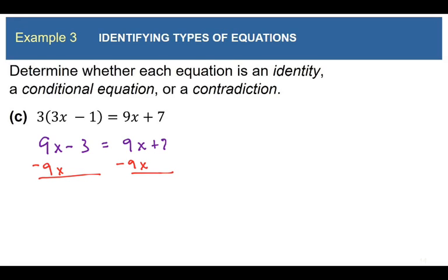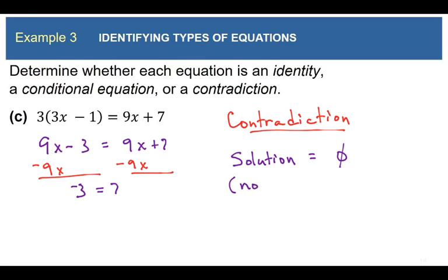So if you attempted to keep solving by subtracting 9x from both sides, what would happen is your x terms would disappear. And you'd get something silly like negative 3 equals 7. Well, that's just not true, and there's no value of x that can make it true. So what we have here is a contradiction. And in this case, there is no solution. So we could say the solution is the empty set.